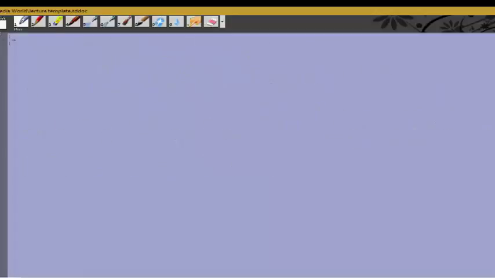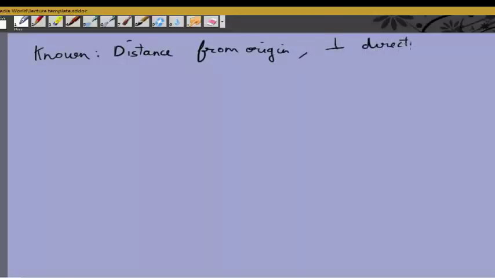We know the distance from the origin. What is the known? Distance from the origin and the perpendicular direction. Just one last time to make clear what the perpendicular direction is. If you have the xy plane, the perpendicular direction is the z-axis. If you have the yz plane, the perpendicular direction is the x-axis.